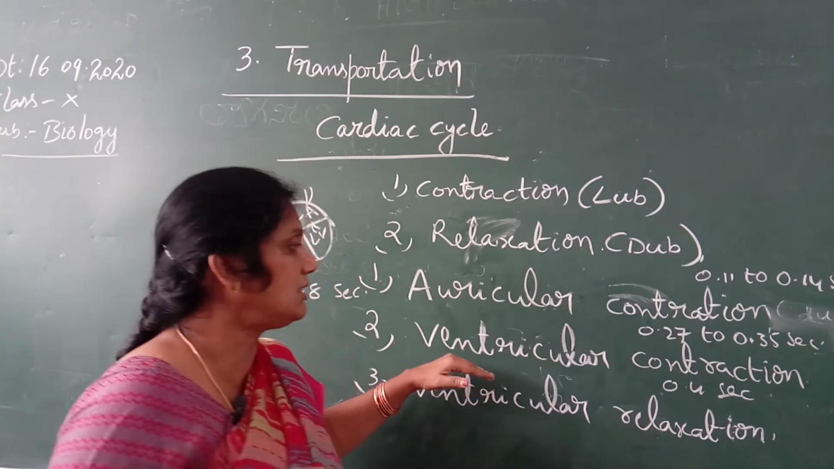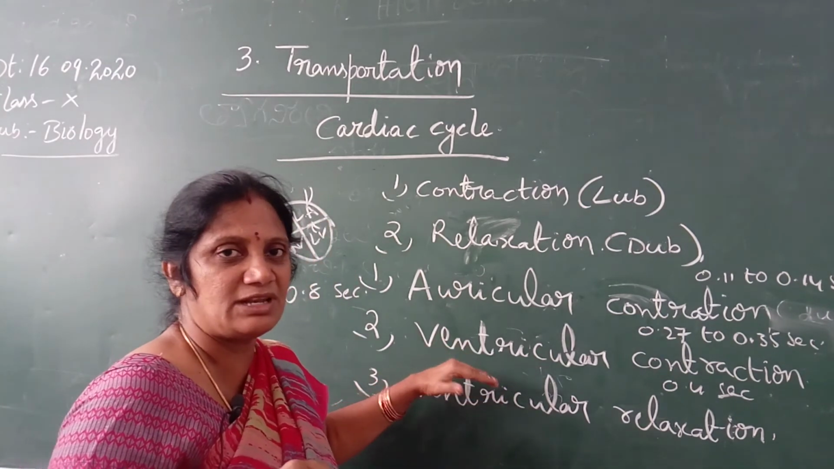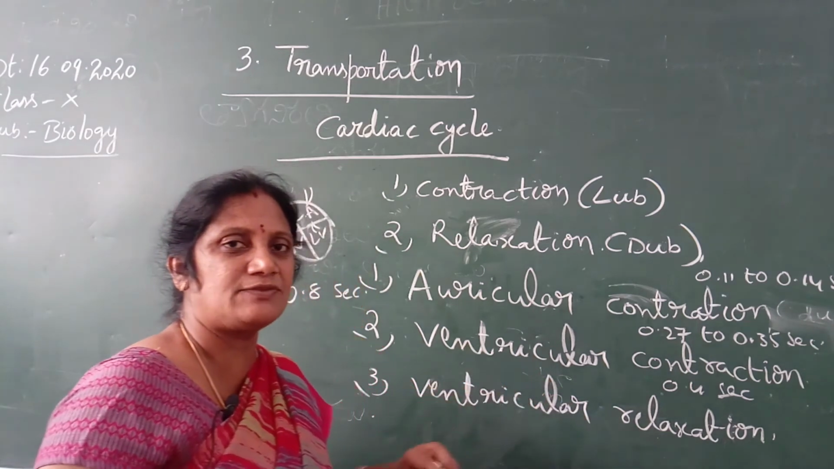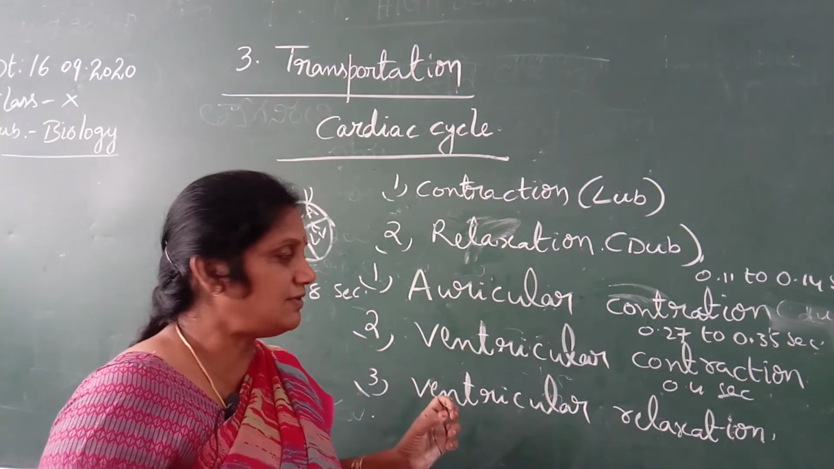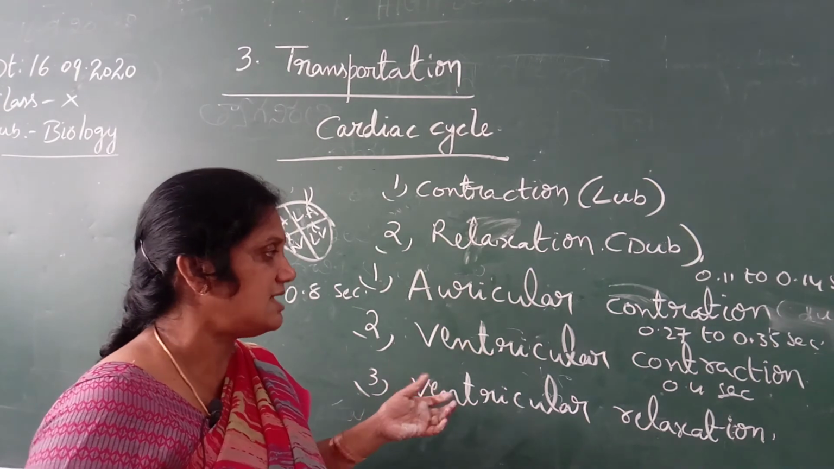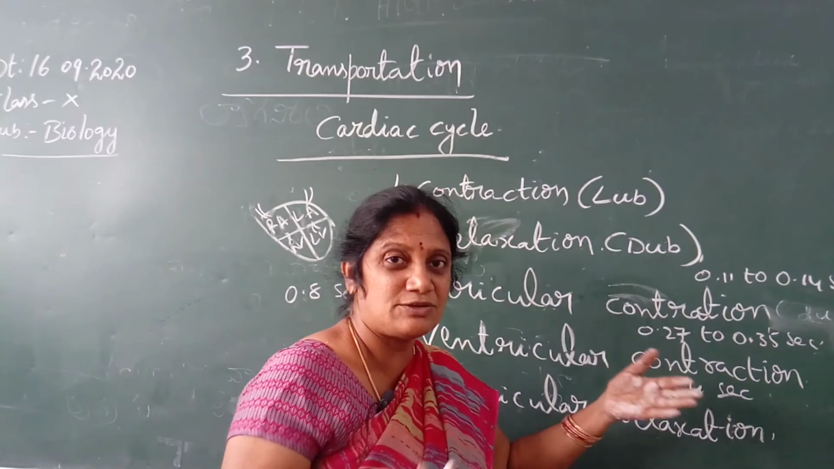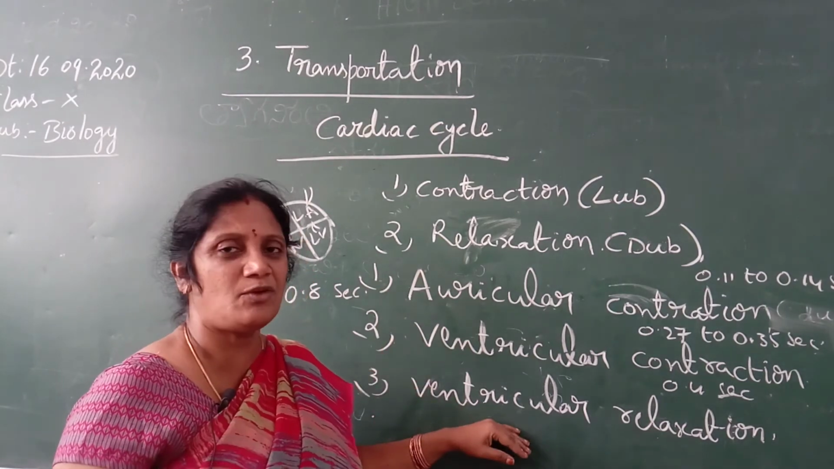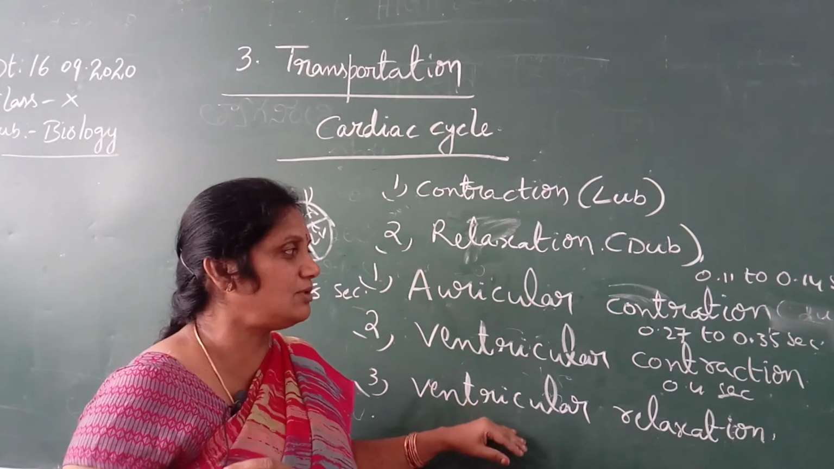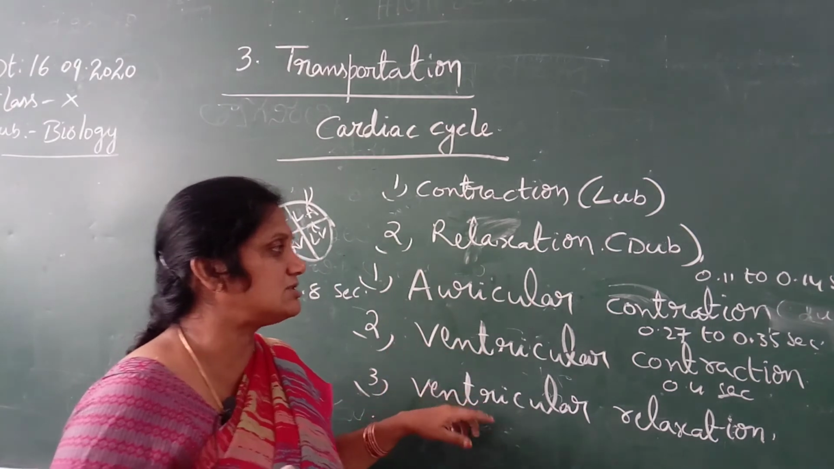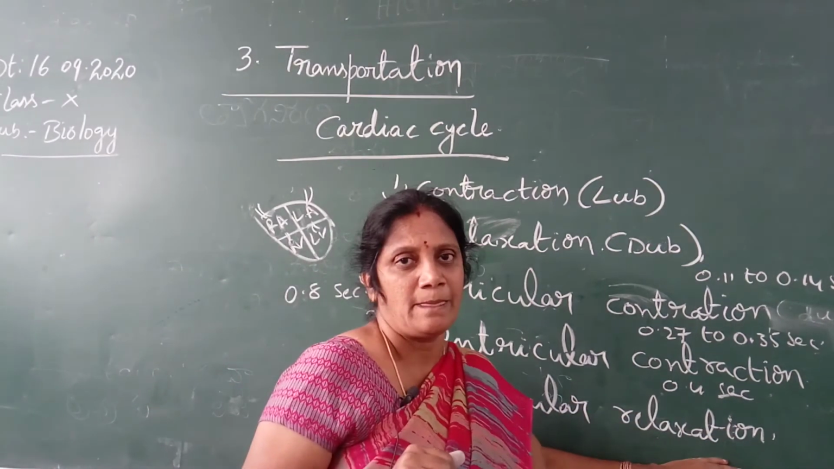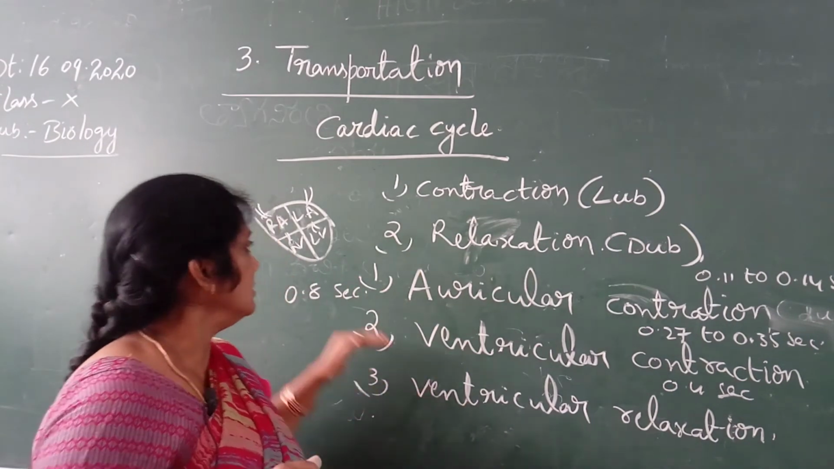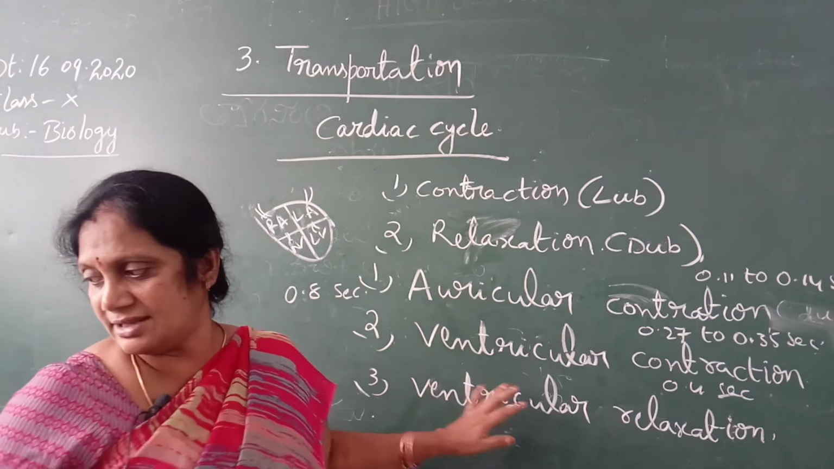During ventricular contraction, the blood from the ventricles enters the arteries. At that time, both the valves get closed. When the ventricles start to relax, the blood from the arteries wants to come back. At that time, the pressure will be very low in the arteries, so you get a weak sound. That sound is called dub. Then the cycle starts again. So this is about the cardiac cycle.